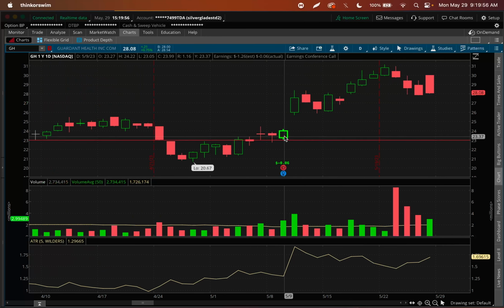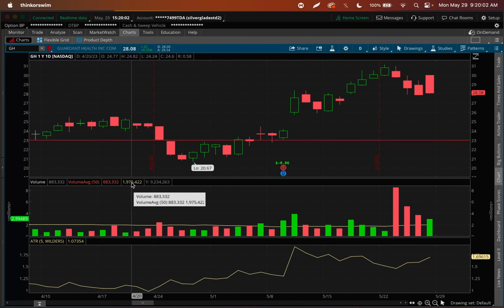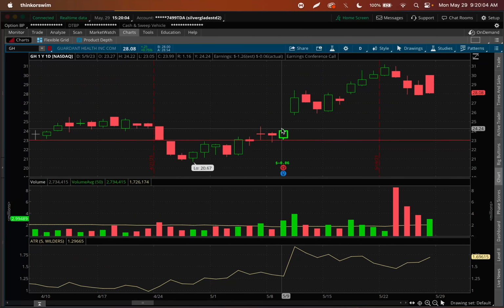So let's say, on this day, 2.7 million shares traded. And then there's this beige number here. That's how many shares trade on average in the past 50 days. So in the past 50 days, on average, the stock has about 1.7 million shares traded in a day. But then this day that we're looking at had 2.7 million.